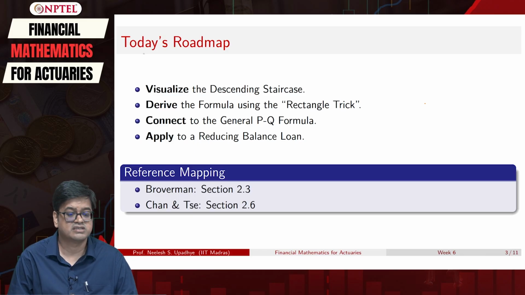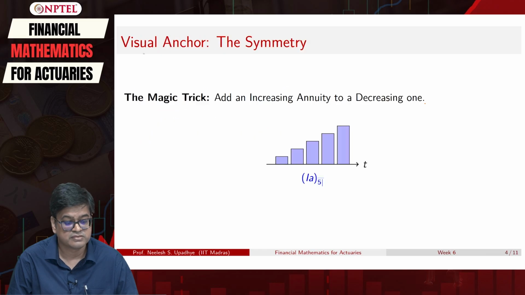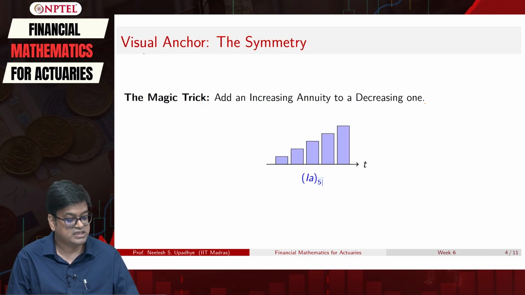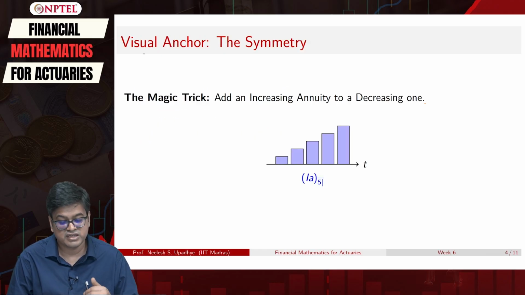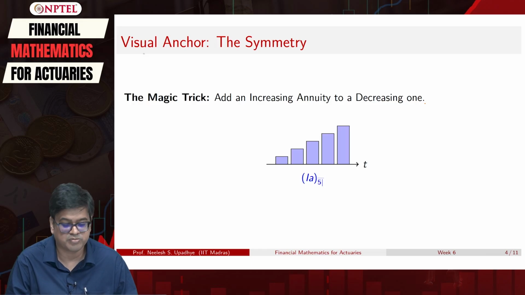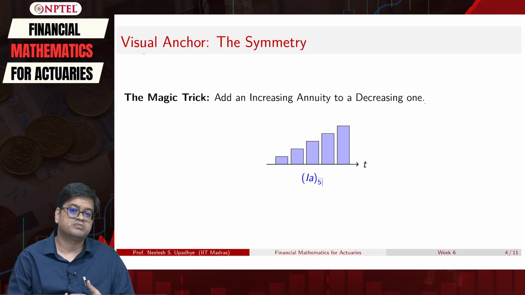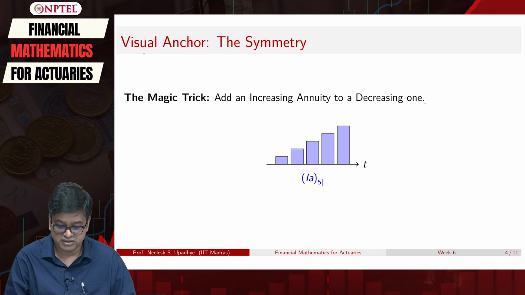Let us begin our journey by visualizing the descending staircase. When we have increasing annuities, we were increasing from 1 to n. The first payment was 1, second payment was 2, and so on up to n. In this case, the payments were 1, 2, 3, 4, 5, because this was an annuity for 5. What will be the corresponding decreasing annuity? That is the natural question.